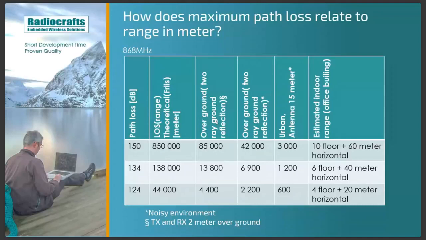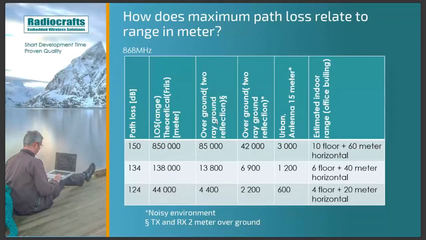Then we have an urban area range, which means that we no longer have line of sight, but we have one antenna placed like 50 meters above ground, and the other is more on ground level in the city. Then you see that you could get maybe 3,000 meters with a very good radio, and maybe 1,200 meters or 600 meters with other radio systems.